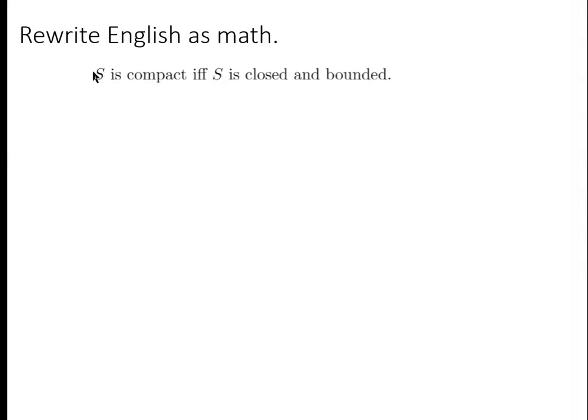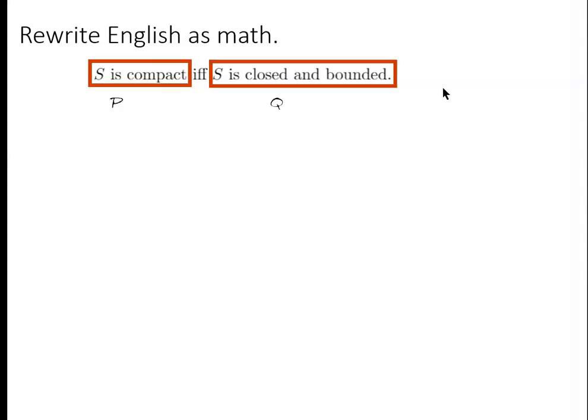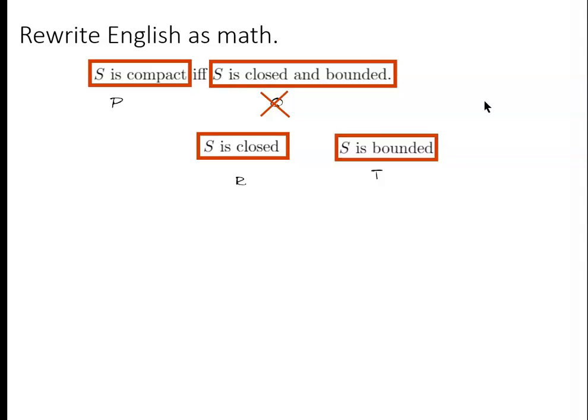So we've got a sentence here: S is compact if and only if S is closed and bounded. So we have a P, and then if and only if. Now this Q is 2 parts. We have S is closed and we have S is bounded. So I'm going to call one of them R. Why don't we use S this time, since S is actually part of the sentence. We'll call this T. So I have P if and only if R and T.